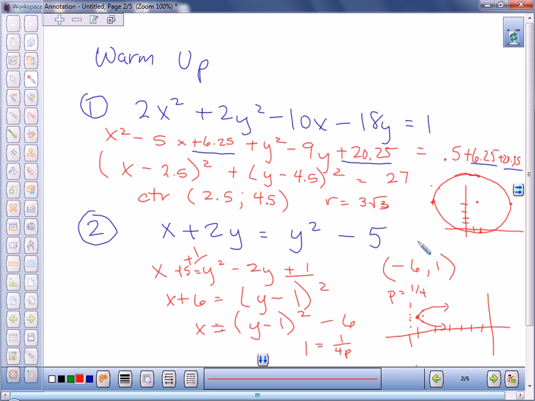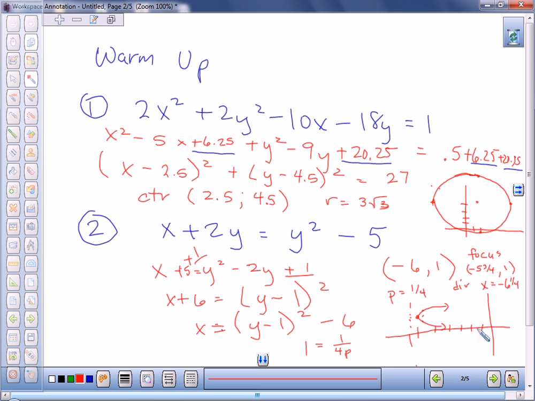P is the distance from the vertex to the focus and the vertex to the directrix. Those are the words. So I guess what I didn't write was those. So the focus would be the point negative 5 3/4, because in front is a 1, and the directrix would be the line x equals negative 6 1/4. There we go. All right, so I left out those two little pieces of information.